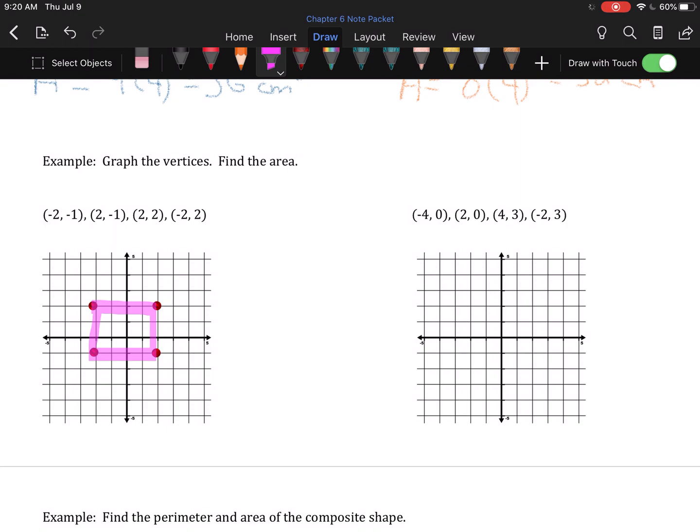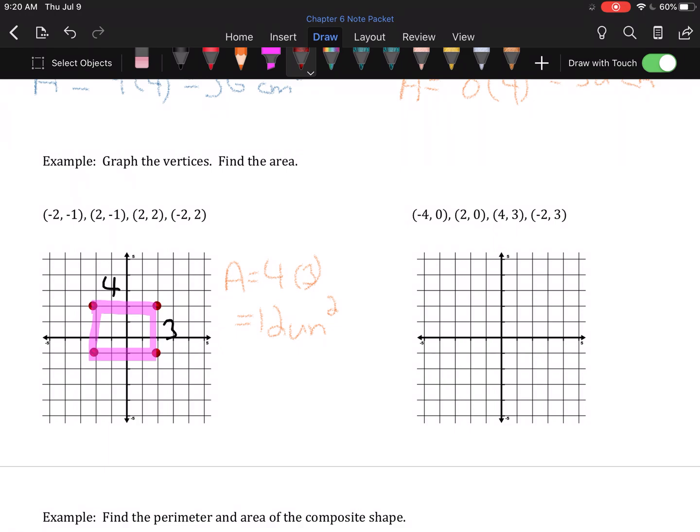And its dimensions, it is 1, 2, 3, 4 wide and 3 tall. So its area is 4 times 3, 12 units squared. Yes, even these things that are on a coordinate grid get a unit of measurement. It's called the unit.